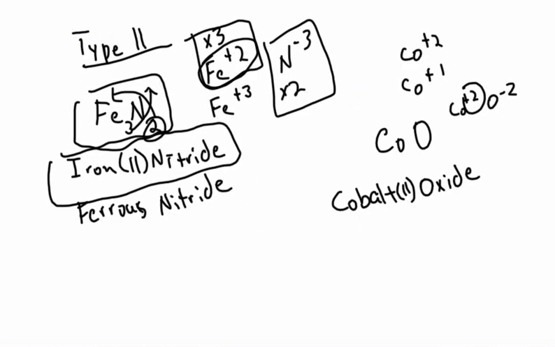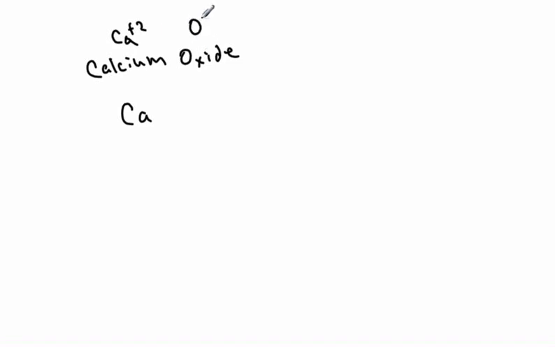To come up with the formulas, the formulas are a little easier. Let's say I had calcium oxide. There's no Roman numeral, so I just write down, I know calcium is always plus 2. Always. So that's why there wasn't a Roman numeral there. So I just write Ca. Oxide is always negative 2. So it's only going to take 1 oxygen to balance out the 1 calcium with a positive 2. So I just write CaO.